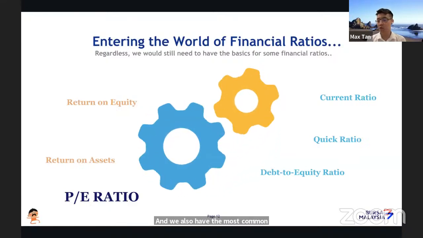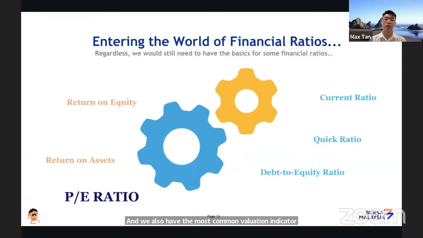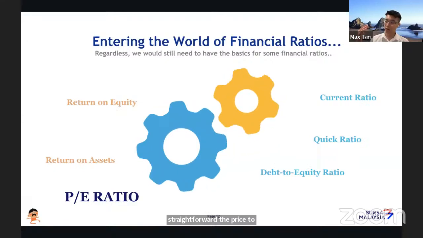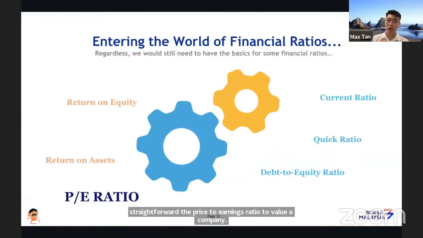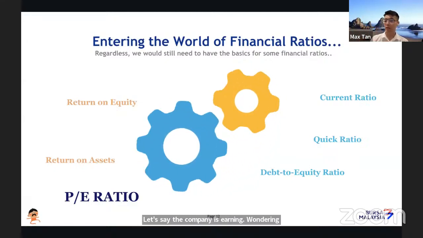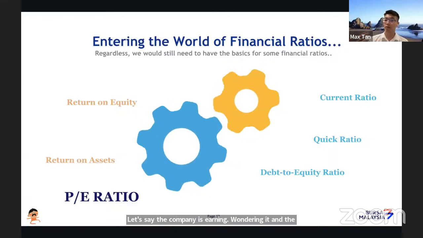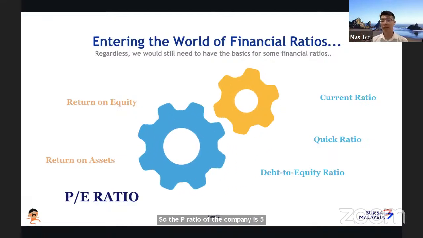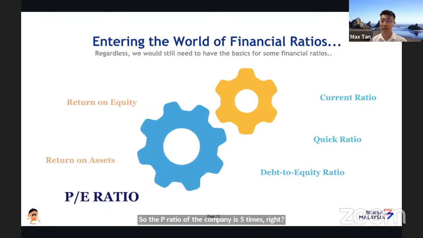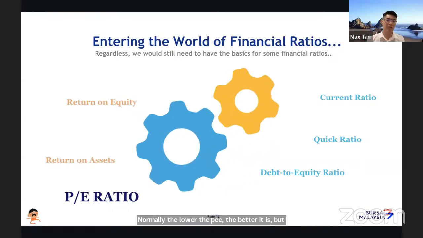So PE ratio is very straightforward, the price to earnings ratio to value a company. Let's say the company is earning 1 ringgit and the current share price is 5 ringgit. So the PE ratio of the company is 5 times, right? Normally, the lower the PE, the better it is. But sometimes there are also traps that could affect the PE.